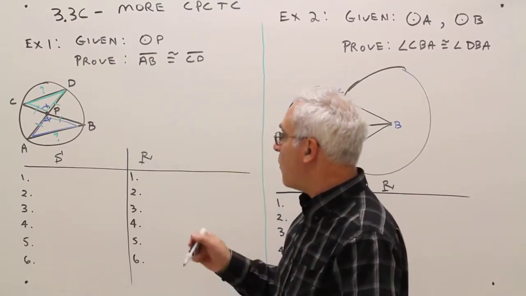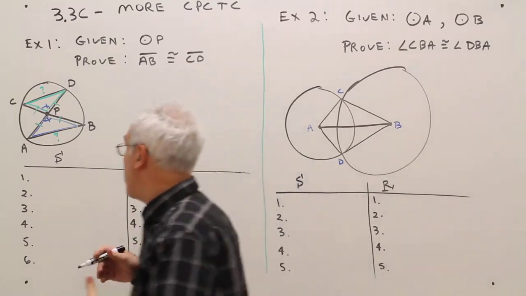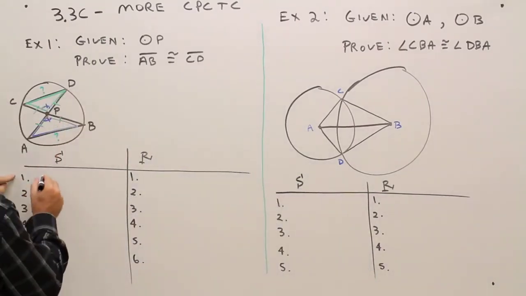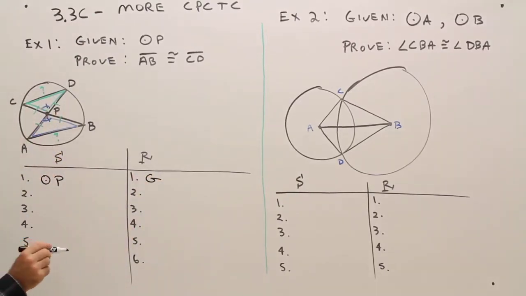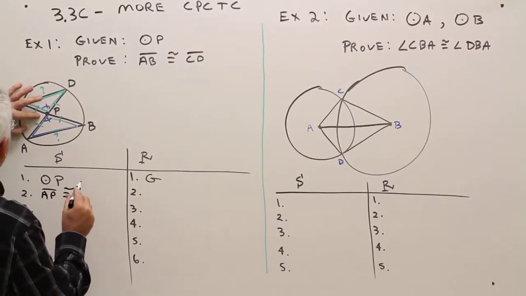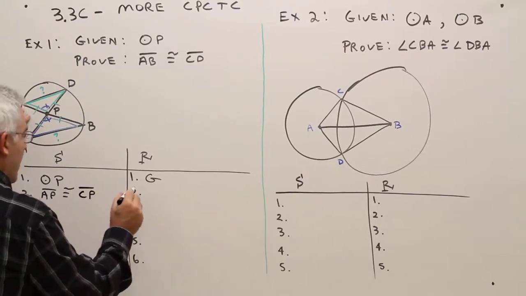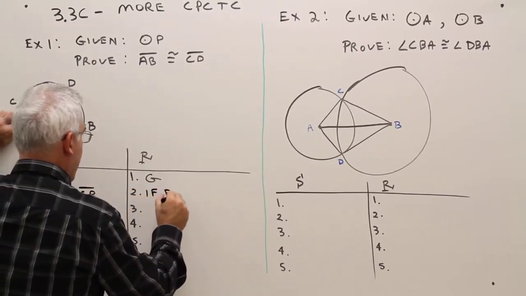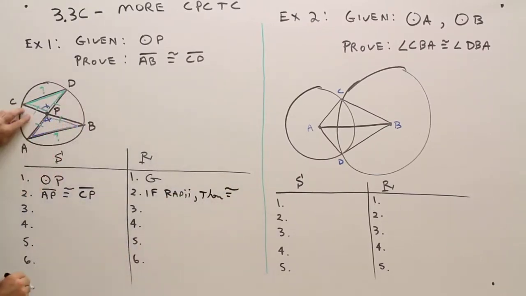All right, so let's mark it up. Again, I like to go in SAS order. That's just the way I do it. So let me start. We're given circle P, given. So I'll just go, doesn't matter, AP is congruent to, I'll just go over here, CP. And that would be if radii, then congruent.